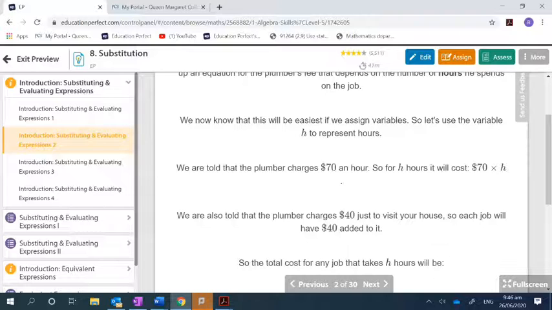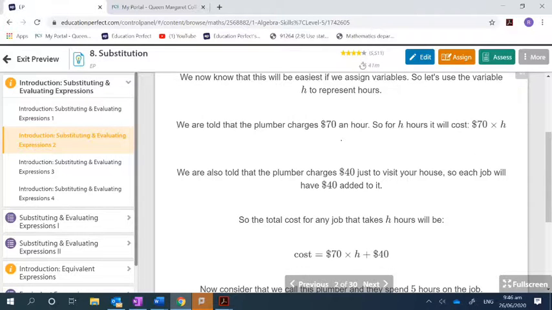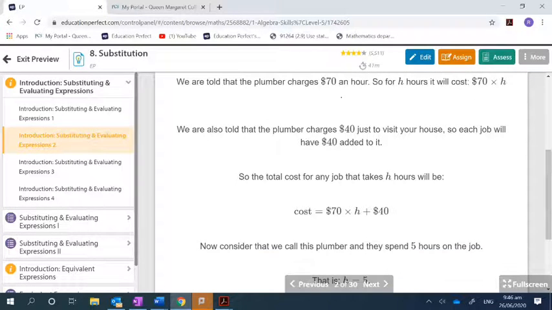Yes. Okay. We're also told that he charges a flat fee of $40 just to come to your house, right? So each job will also have $40 added to it. Does the $40 depend on how long he stays? No. The $40 is a flat fee, so just $40. So the total cost for any job that takes h hours will be cost equals $70 times h. Do you have to write that multiplication symbol in there? No. I could just rewrite that as 70h. Good job. Plus 40.